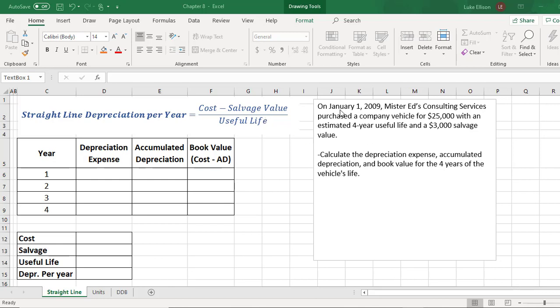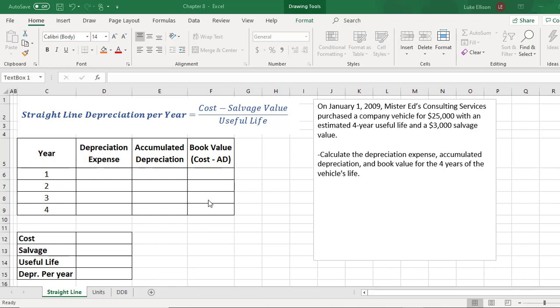Now in this problem it says that on January 1st, 2009, Mr. Ed's Consulting Services purchased a company vehicle for $25,000 with an estimated 4-year useful life and a $3,000 salvage value. We are asked to calculate the depreciation expense, accumulated depreciation, and book value for the 4 years of the vehicle's life. And we're going to do that in this chart over here.